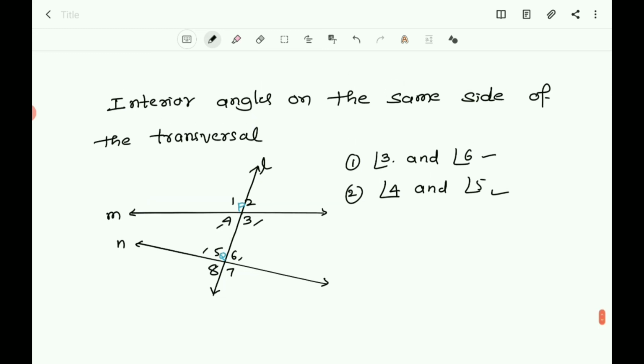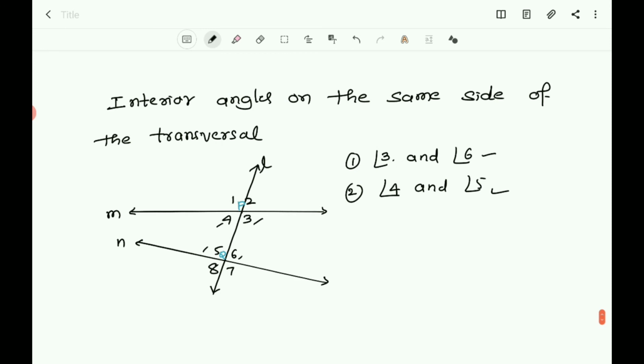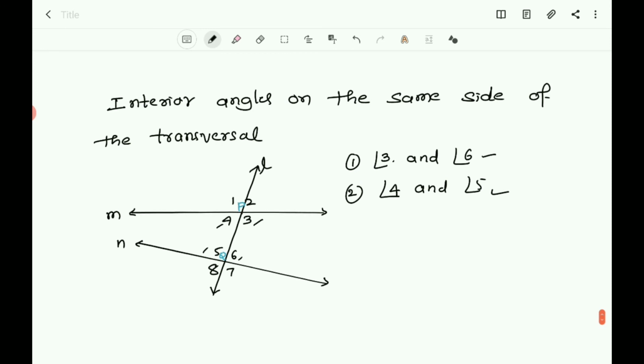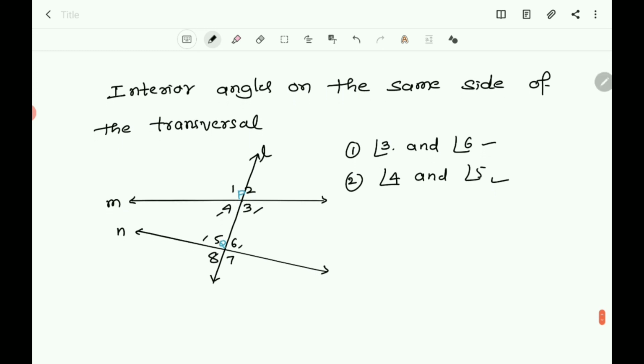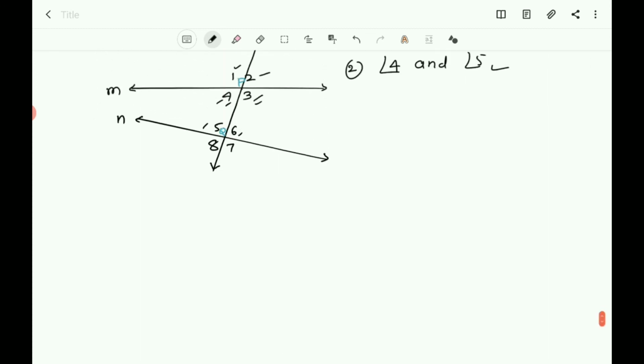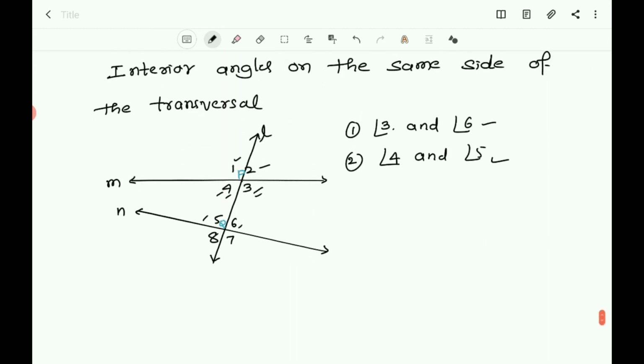And also you may have the pairs of vertically opposite angles. Naturally, when two lines intersect, you get vertically opposite angles. Here 1 and 3, 2 and 4, 5 and 7, 6 and 8. Four pairs of vertically opposite angles are there. In this way, you got the different types of pairs of angles formed when a transversal intersects two lines.